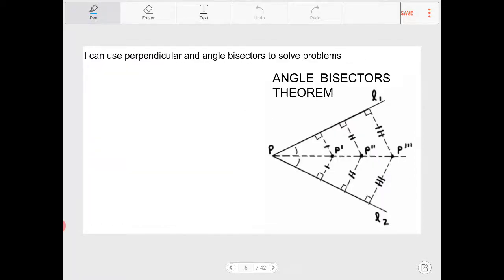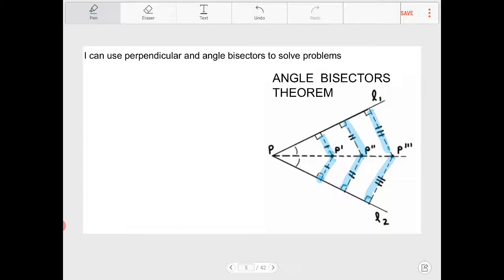The second concept here is the angle bisector theorem. As I've said before, these segments are going to be the same. These segments are going to be the same distance apart, and they're going to form 90 degree angles with the two sides, thereby forming a sequence of little right triangles everywhere. Do you see that?